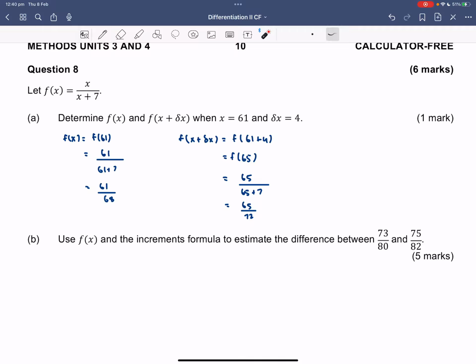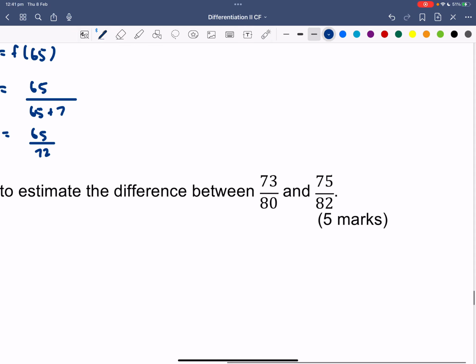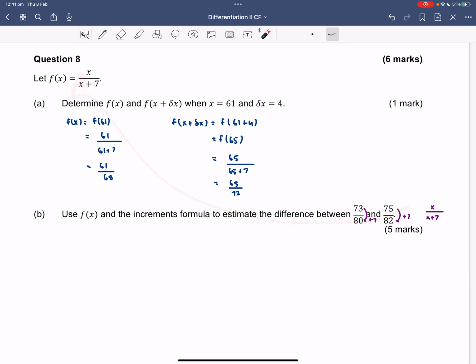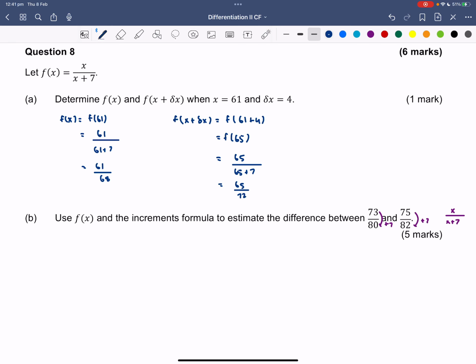So what are you meant to do? You just have to see it, guys. You just have to realize that this bottom number is 7 more than the top. This bottom number is 7 more than the top. It's basically in the form x on x plus 7. And then you're meant to realize that x on x plus 7 is just your original function. And if you realize that, things will start to click.